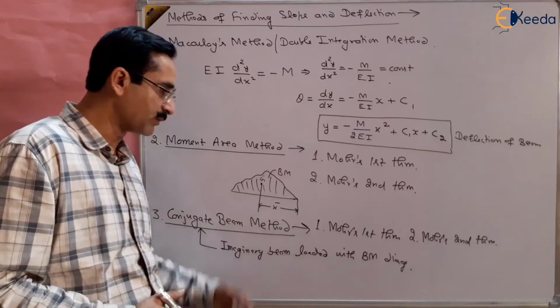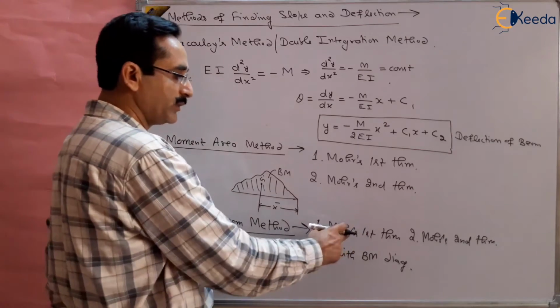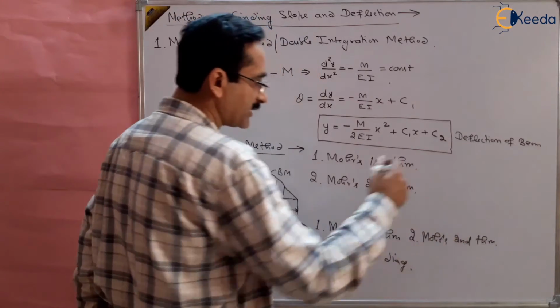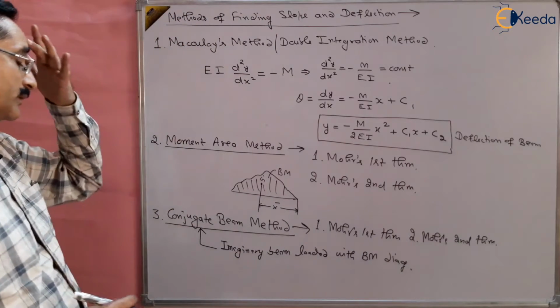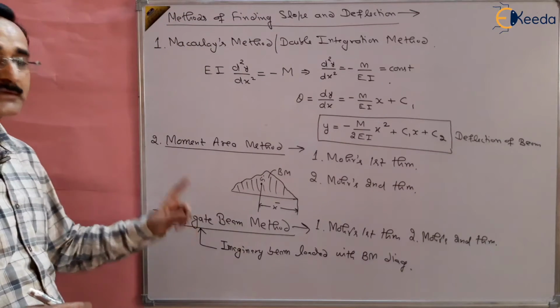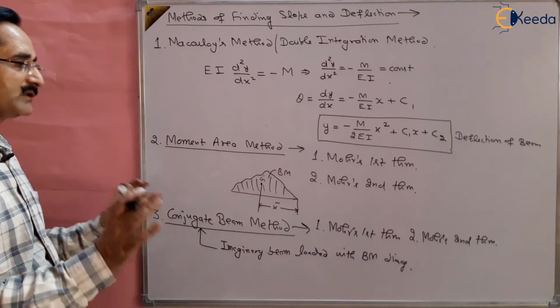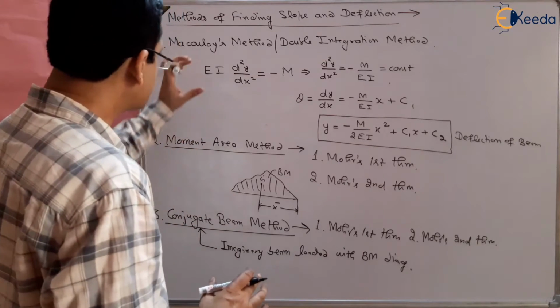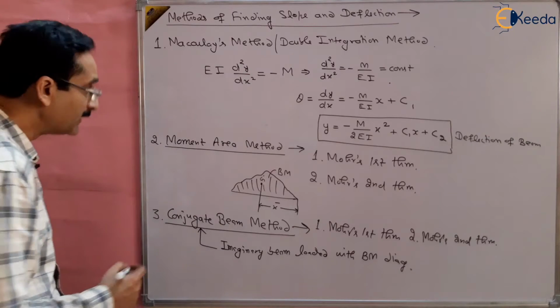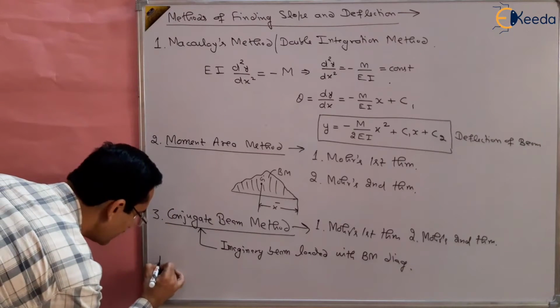This is an imaginary beam, right? And two theorems will be used in this method, Mohr's first theorem and second theorem, and then we will find out the deflection and slope using this conjugate beam method, right? We will study in detail. I'm just briefing this, what the methods are, right? And the fourth method is the strain energy method.